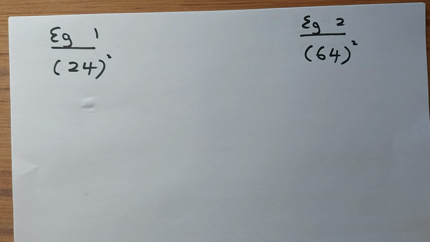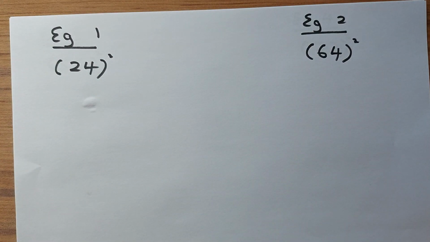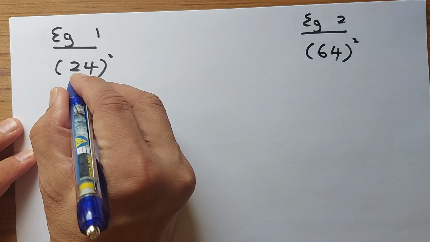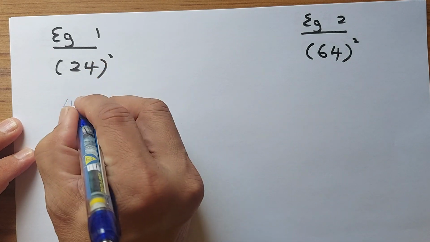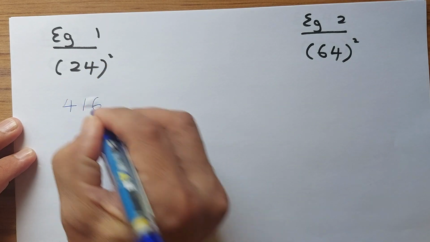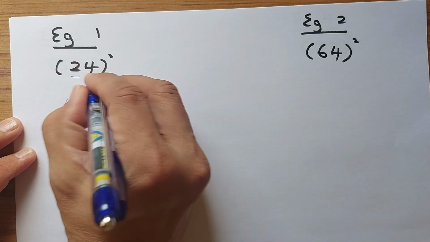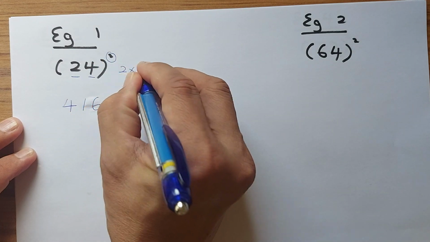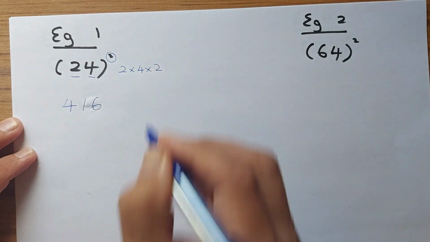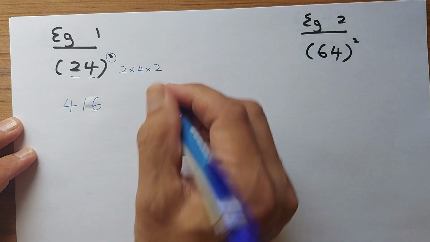The first question is 24 squared. The method is very simple. You just need to square 2, it's going to be 4. Square of 4 is going to be 16, so it's going to be 416. And then the next step, you're going to multiply the numbers inside the bracket and the square. So you're going to multiply 2, multiply by 4, multiply by 2. So 2 multiplied by 4 is going to be 8. 8 times 2 is going to be 16.